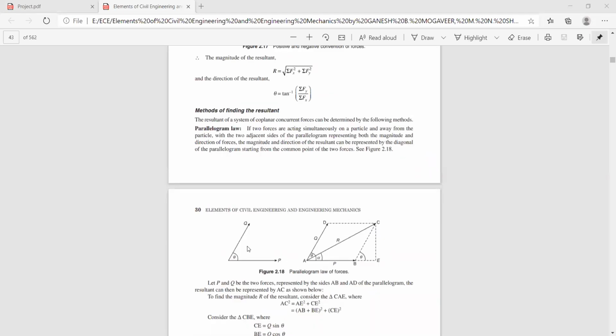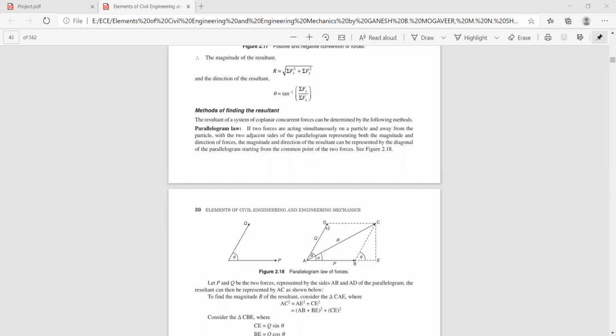So the law of parallelogram of forces states that two concurrent forces, let us call them P and Q, are acting at a point. These concurrent forces make an angle theta between them, and they are represented in magnitude and direction by the two adjacent sides of a parallelogram. The diagonal which passes through the point of concurrence represents the combined effect, or the resultant.